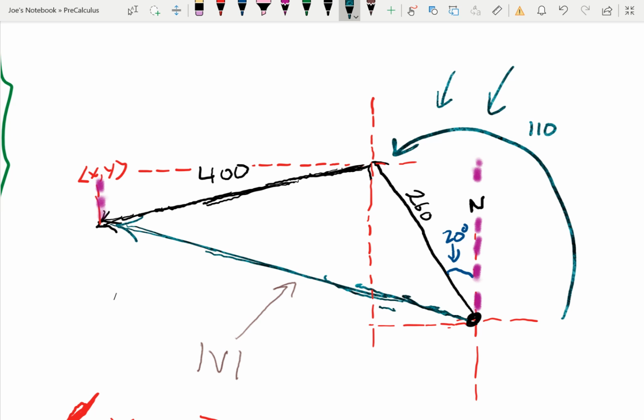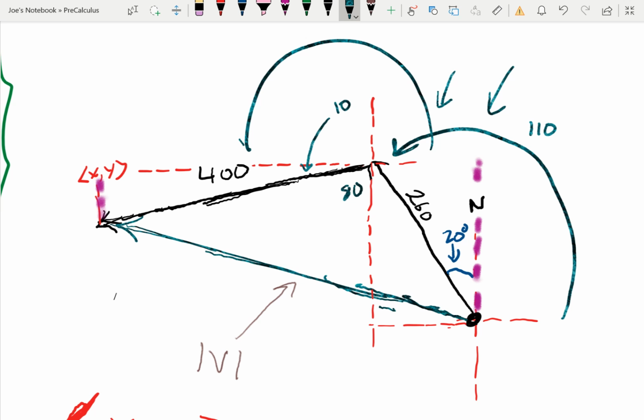260 cosine 110 plus the other vector, it's 400. Before I go back to the computer, 400 times the cosine of its angle. And its angle is, if this is 80 degrees, help me out. If that's 80 degrees, what must this angle right here be? 190. Let me ask you one more time. If that's 10 degrees, and then I travel 180 plus another 10, that's 190.